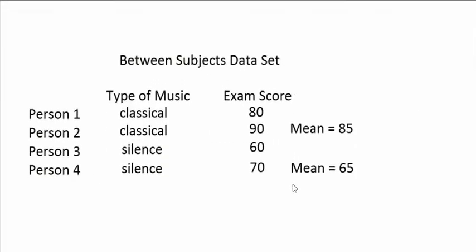And I just wanted to once again show you a couple more visuals just to help reinforce some ideas we've been talking about. So here we have an experiment in which two people are taking an exam with classical music and two people taking the same exam with silence. And it's a between subjects design because each person is being tested once. So two people with classical, two with silence.